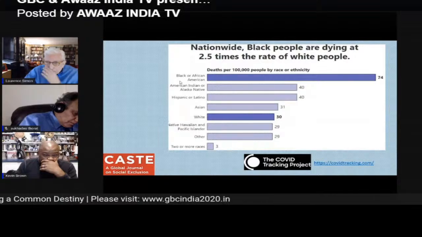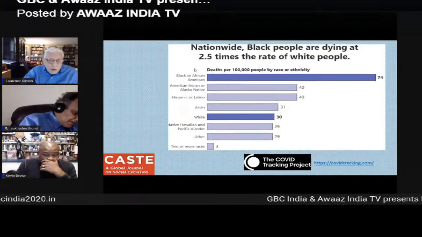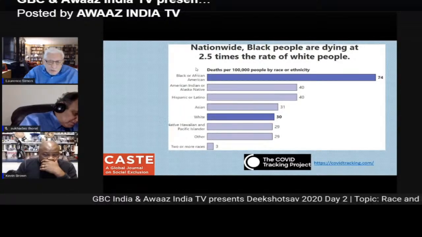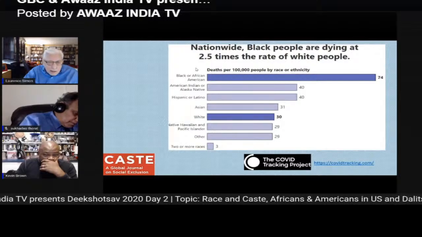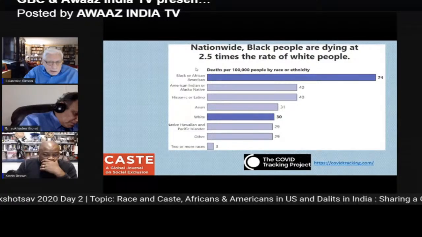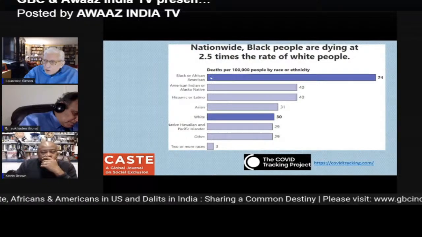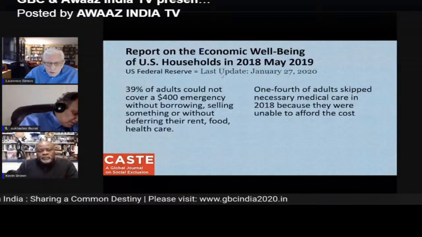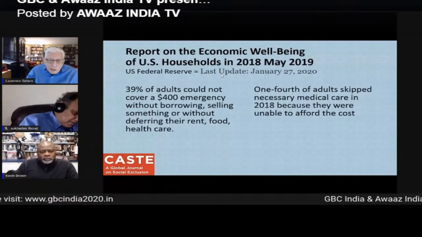Nationwide, Black people are dying during COVID-19 at 2.5 times the rate of white people, and we'd have to have a whole webinar probably to discuss the reasons: pre-existing conditions, environmental pollution in neighborhoods, lack of adequate and competent medical access to health care, and we could go on with other reasons why this takes place. And this is also a stunning statistic, which I think we need to present.